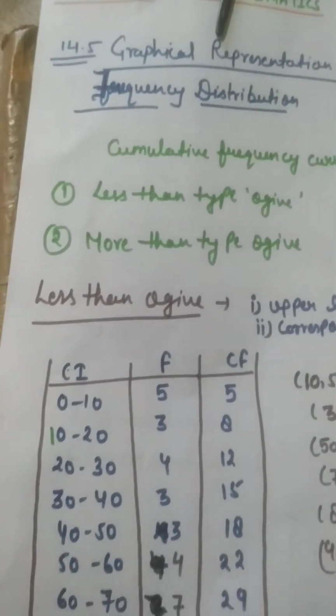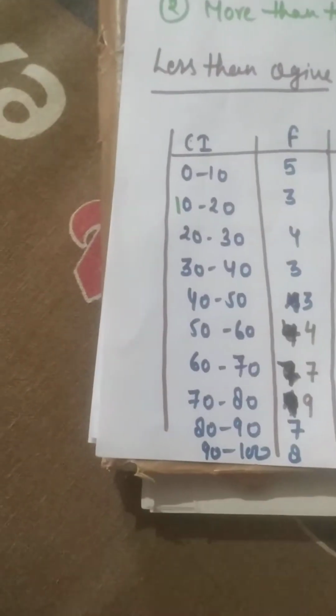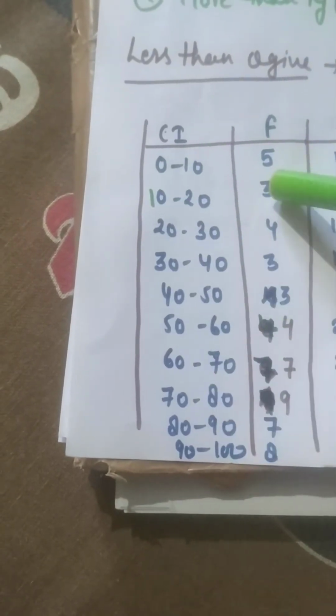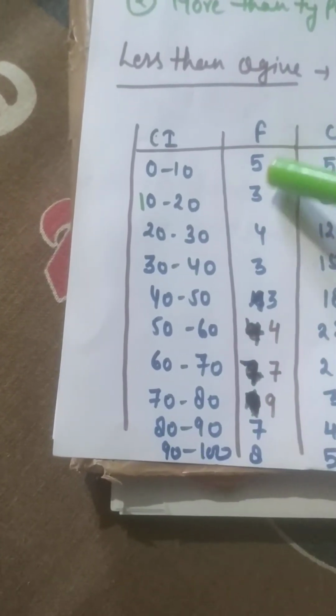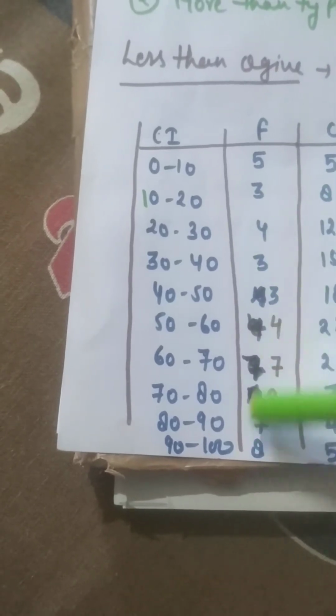How will you make a less than type OGIV? I am taking one example here. Class intervals are given, 0 to 10, and frequencies are given. 0 to 10 frequency is 5, then 10 to 20, 20 to 30, like that. At last, 90 to 100. The frequencies are 5, 3, 4, 3, like that.